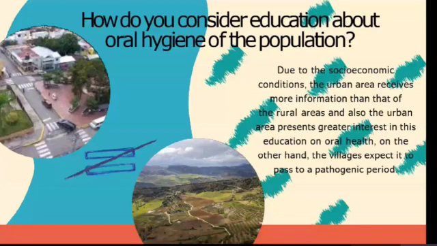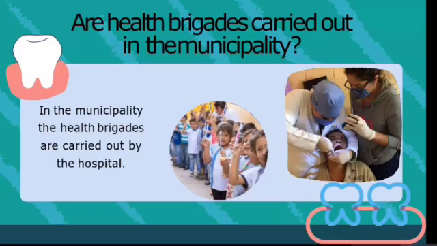How do you consider education about oral hygiene of the population? Due to socioeconomic conditions, the urban area receives more information than the rural areas, and the urban areas also present greater interest in education and oral health. On the other hand, the rural area waits for a pathogenic period to pass. Are health brigades carried out in the municipality? In the municipality, the health brigades are carried out at the hospital.